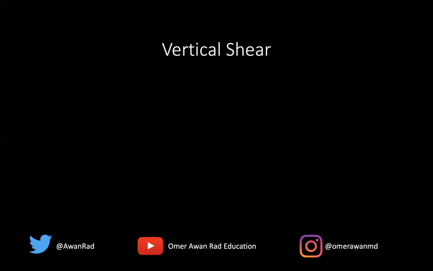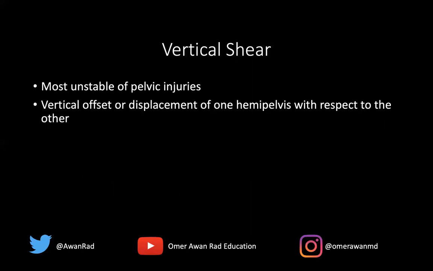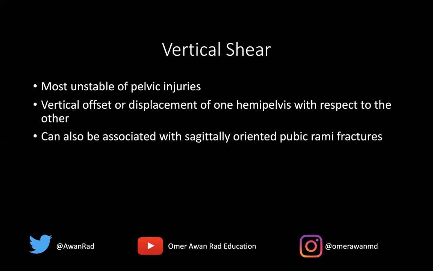And the last type is a vertical shear injury, which is the most unstable type of pelvic injury that you can have. It's typically when you have vertical offset or superior displacement of one hemipelvis with respect to the other. And this results in multiple ligaments that are injured. It has the highest degree of mortality, often associated with vascular injuries. Importantly, this can also be associated with sagittally oriented pubic rami fractures. So just like AP compression, you can have sagittally oriented or vertically oriented pubic rami fractures on an AP view of the pelvis, but look for the vertical offset or the superior displacement of one hemipelvis with respect to the other to suggest a vertical shear injury.